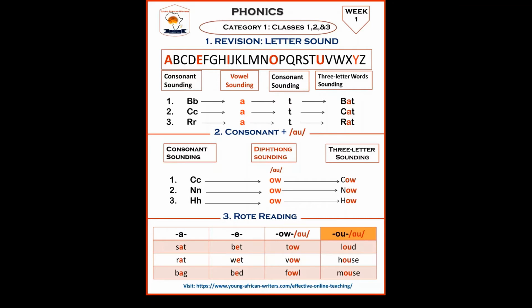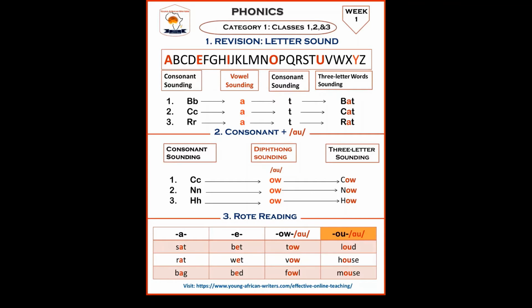We're moving. Then we come to number 3, rote reading. Then we read. So we need to read to remember how the sounds are. Alright? Under A we have sat, rat, bag. Okay? Under E we have bet, wet, bed.